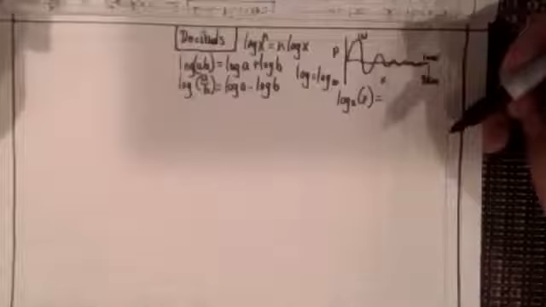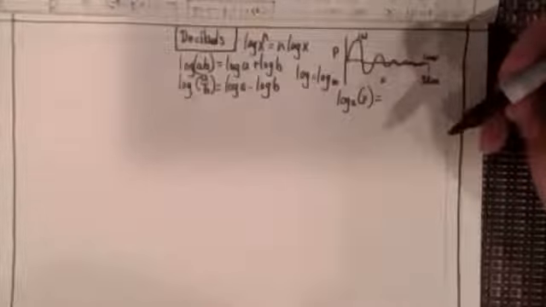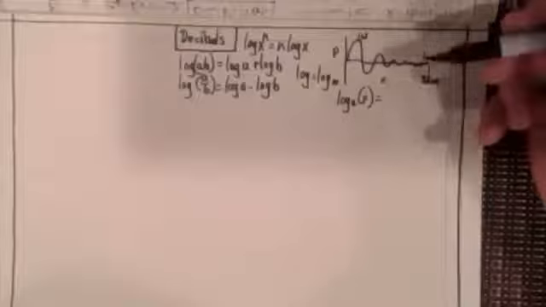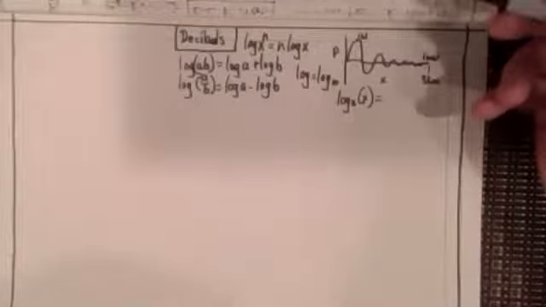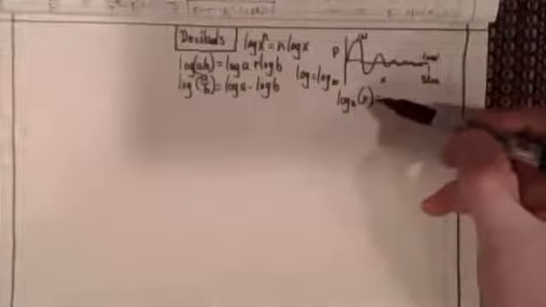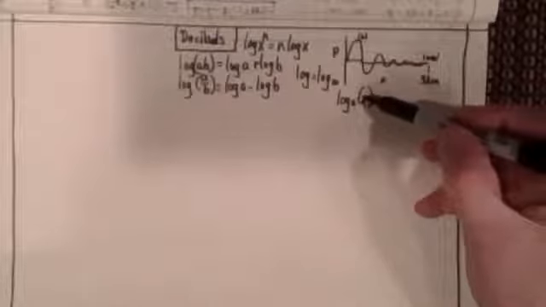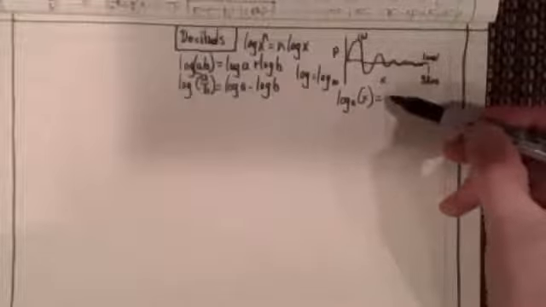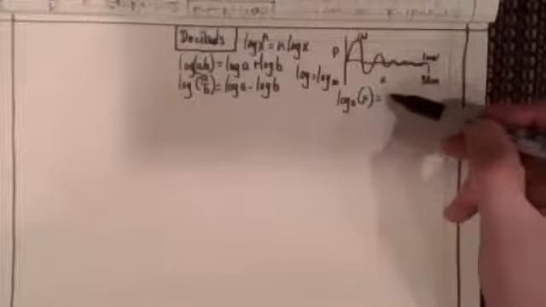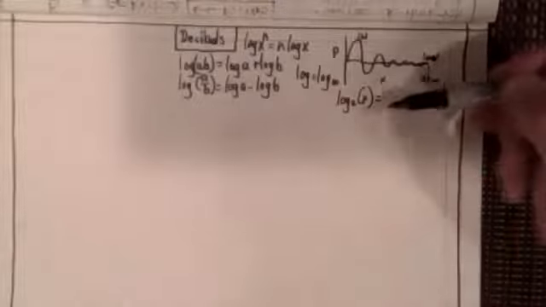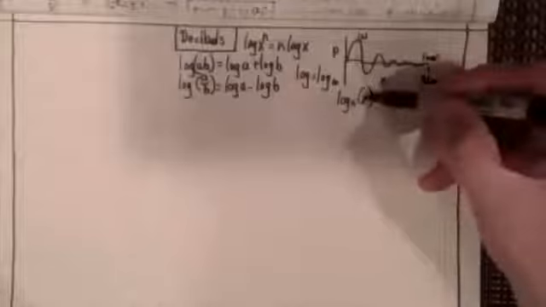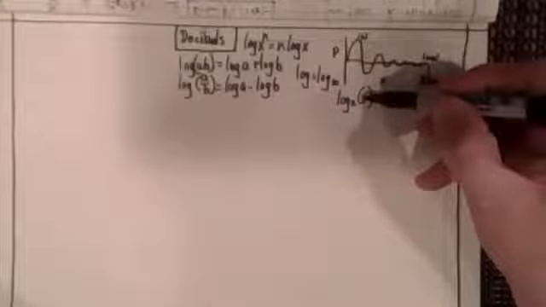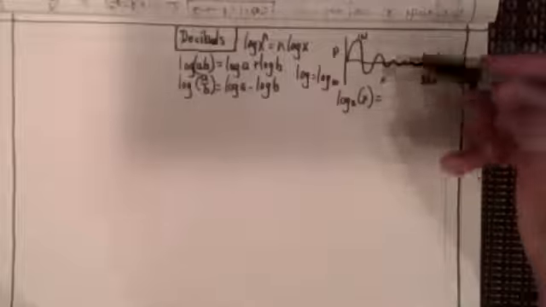Right, log to the base 2 of x. For instance, what's log to the base 2 of 4? Well, isn't it 2 to the what equals 4? 2 squared equals 4. So log 2 of 4 would be 2. Log 2 of 8 would be 3. Log 2 of 16 would be 4, right? So on and so forth. Everybody knows log 2 of 256 would be 8, right?